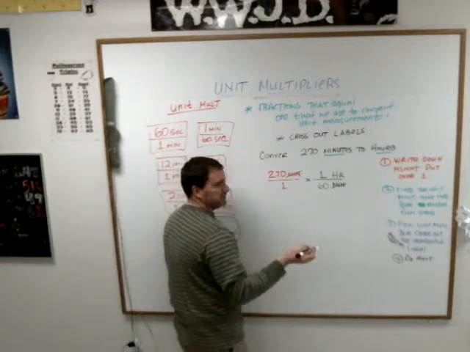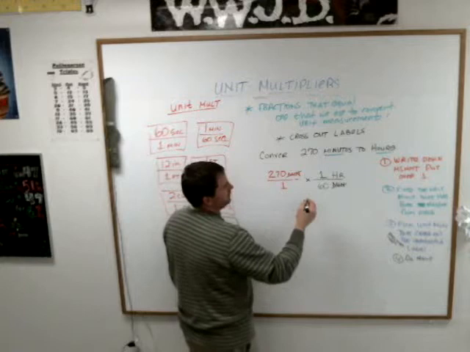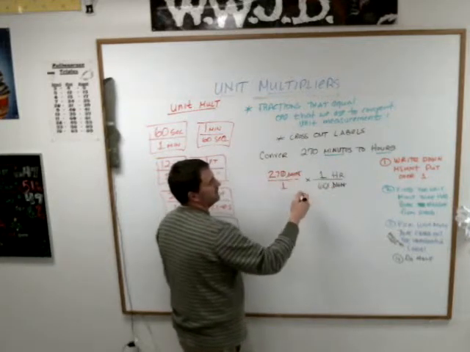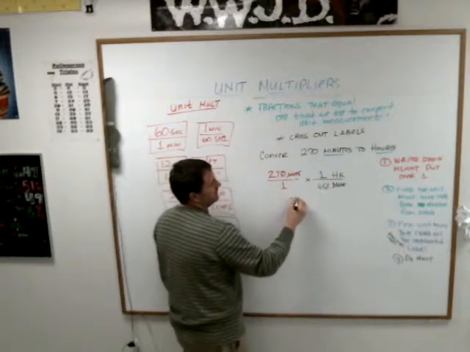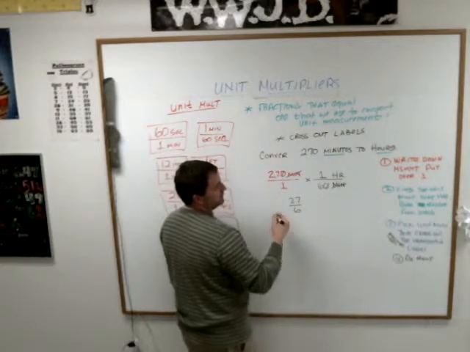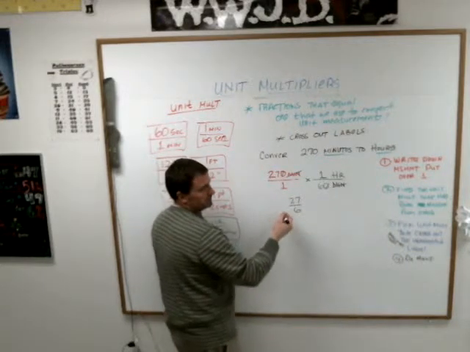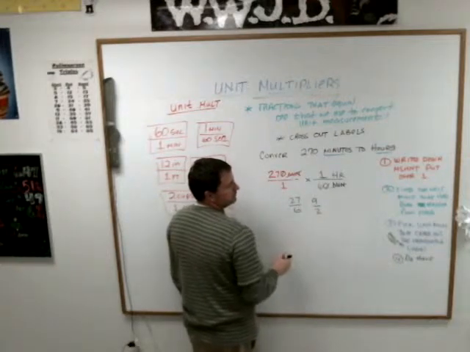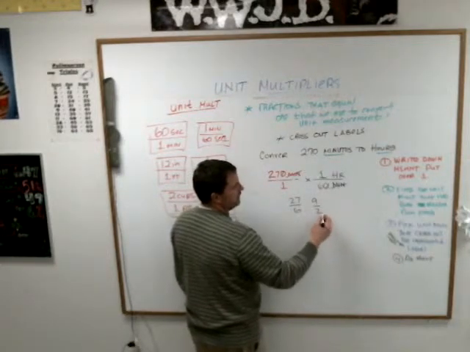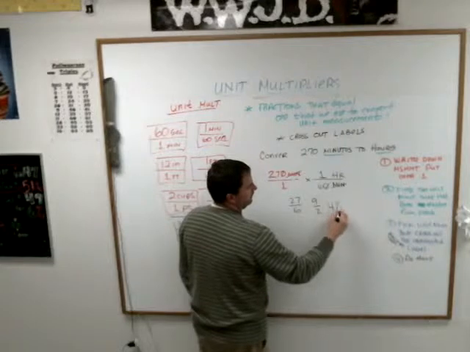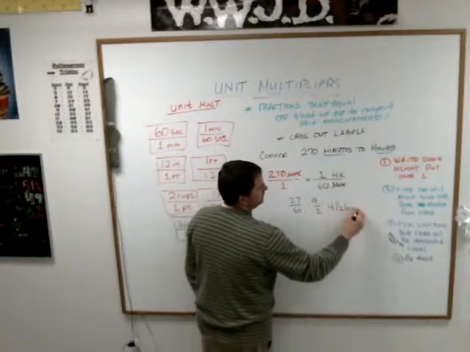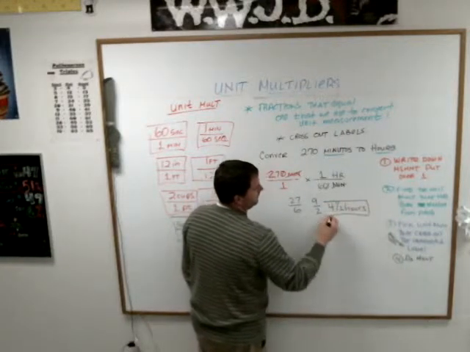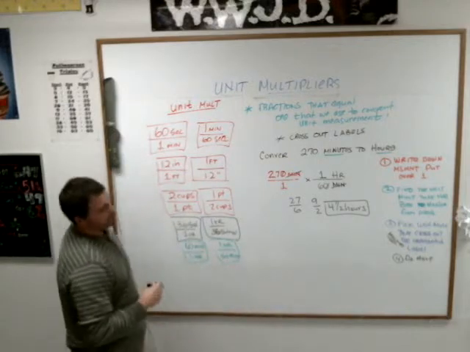270 divided by 60. Well, what would you do? You could cross off the ending zeros. 6 goes into 27. 27 over 6 reduces down to what? 3 goes into both of them. 9 over 2. And 9 over 2 is what? 4 1/2 hours. You could leave it as 4.5. You could probably leave it as 4 1/2.